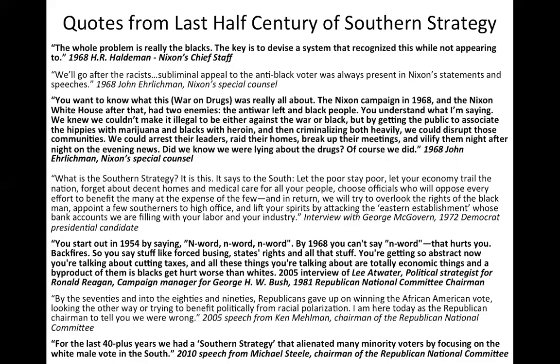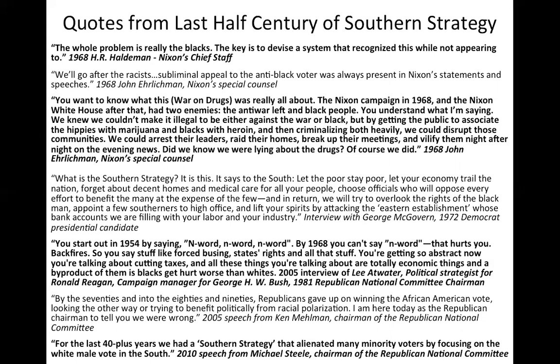John Ehrlichman, another Nixon special counsel, said this after they declared a war on crime and a war on drugs. He said, you want to know what this war on drugs was really about? The Nixon campaign in 1968 and the Nixon White House after that had two enemies: the anti-war left and Black people. You understand what I'm saying? We knew we couldn't make it illegal to be either against the war or Black, but by getting the public to associate the hippies with marijuana and Blacks with heroin, and then criminalizing both heavily, we could disrupt those communities.